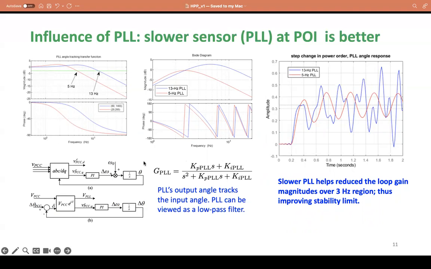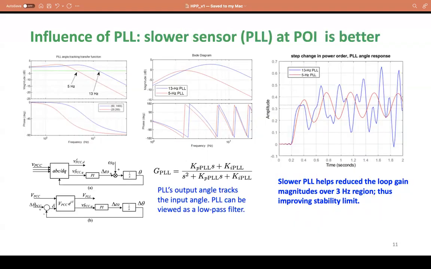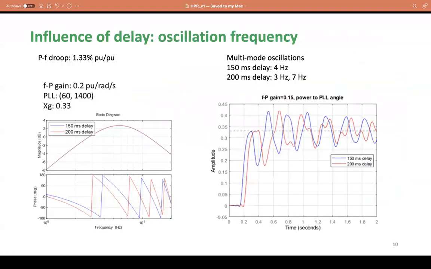Now, once this GPLL is incorporated in the droop function in the loop gain, the entire frequency to power to frequency loop gain, then we can see, if we slow the PLL response, we can push the loop gain down, and it's basically better for stability. Let's take a look on the right. For example, with 13 hertz, you see oscillations, 3 hertz and 7 hertz. But once you switch to 5 hertz, it's marginally stable. The other one is marginally stable. The other one is unstable. So that's how you can use 2 sensitivity cases to show something.